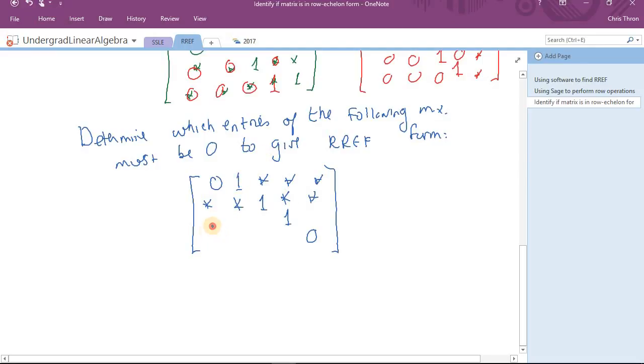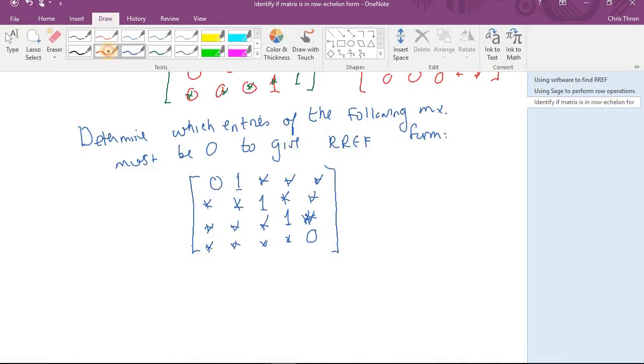All right, so there we have this matrix. Now which of these entries must be 0 in order to get RREF form? Sorry, this is an asterisk. It looks kind of messy. That's an asterisk. Okay, so I'll put my answer in red.